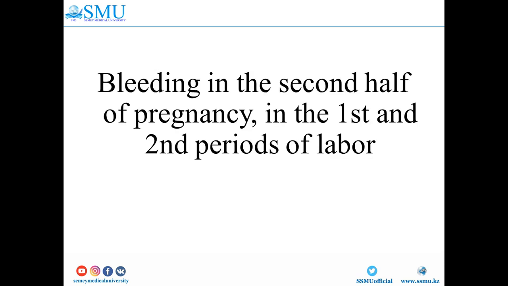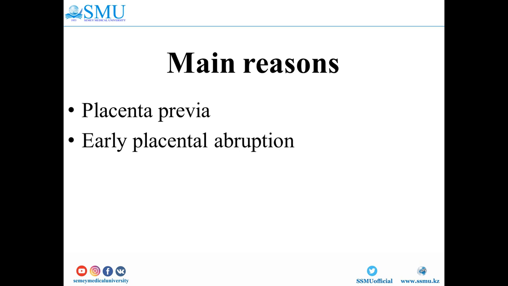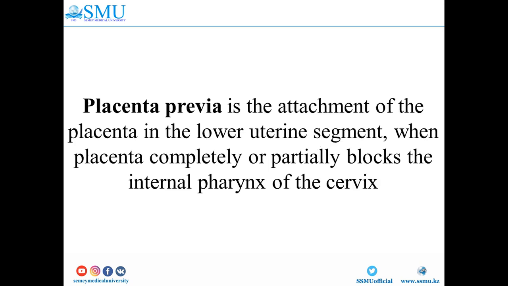Bleeding in the second half of pregnancy, in the first and second periods of labor. Main reasons: placenta previa and early placental abruption. Placenta previa is the attachment of the placenta in the lower uterine segment when placenta completely or partially blocks the internal pharynx of the cervix.